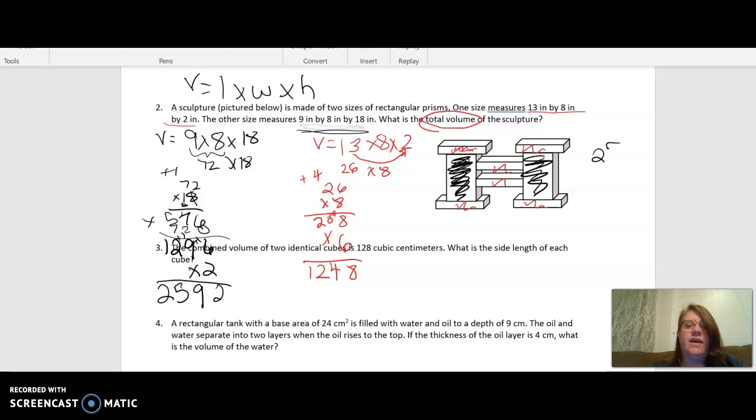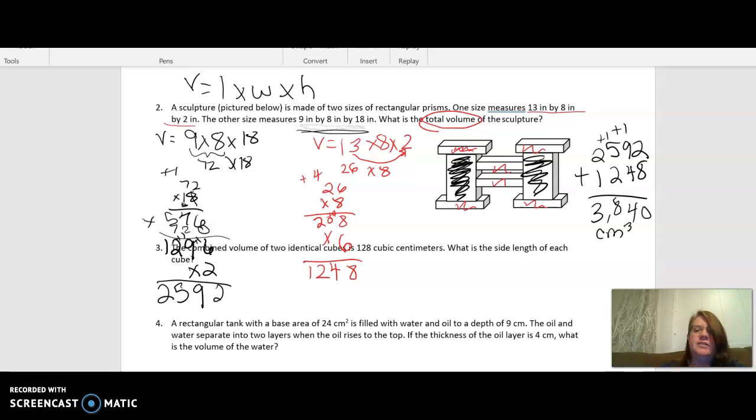I have 2,592. And I'm going to add 1,248. So add those two numbers up. And we get 8 plus 2 is 10. 10 plus 4, 14. 6 plus 2 is 8. And 3. So we have 3,840 centimeters cubed. And that is how we solve that problem.